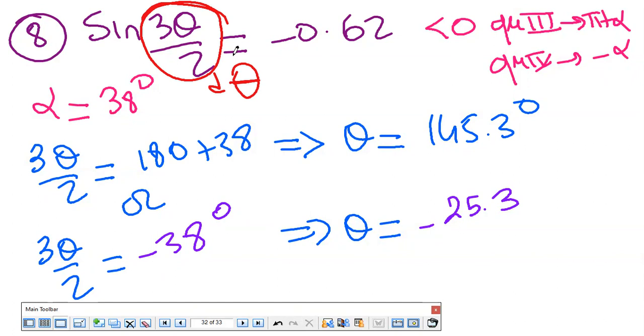I need to think exactly the same. Sine is negative. It means I'm in quadrant 3 or quadrant 4. It means it's pi plus alpha or minus alpha or 2 pi minus alpha. I take my calculator and I do shift sine 0.62. It gives me alpha 38 degrees. But I don't write theta is equal 38 or pi plus 38.